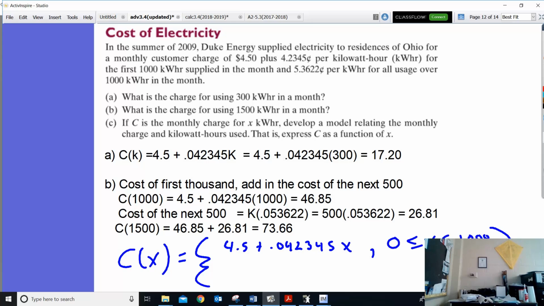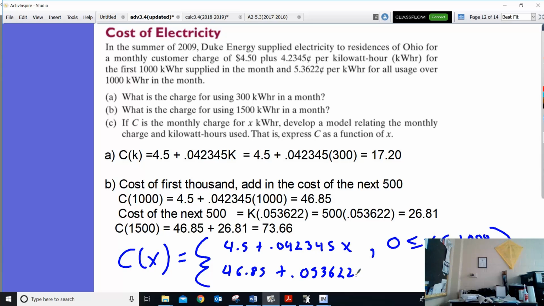Now, the second function, all we did was we added the previous amount, right? It's the 46.85, because we know that 1,000 kilowatts is going to be used. We know that this amount is going to be $46.85. And then we added in the new rate, which is that one, 0.053622. We can't actually just put an X there.